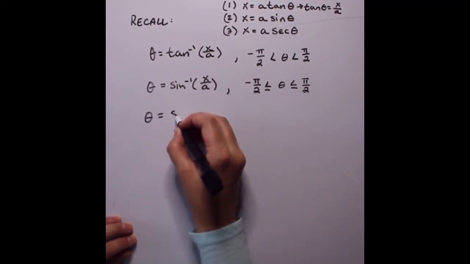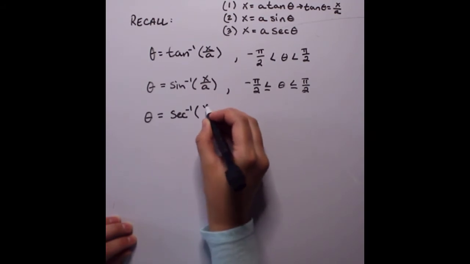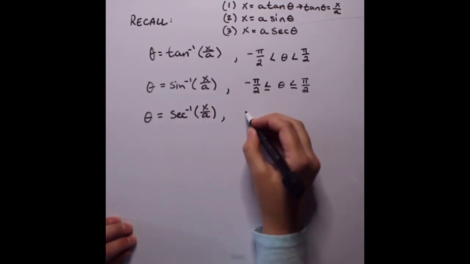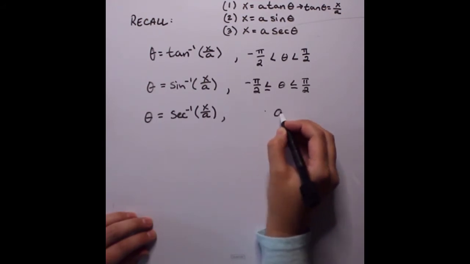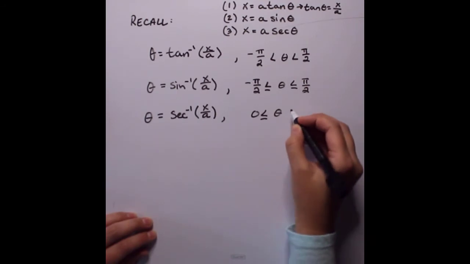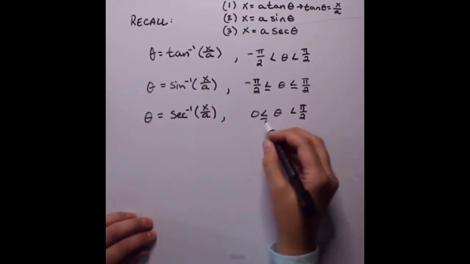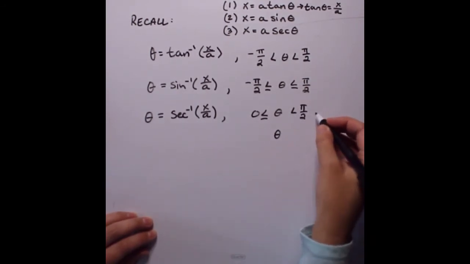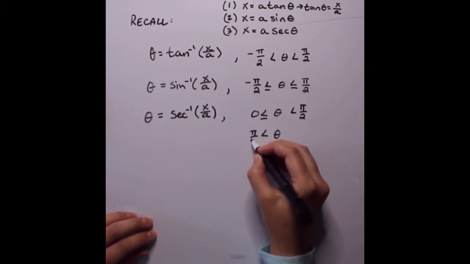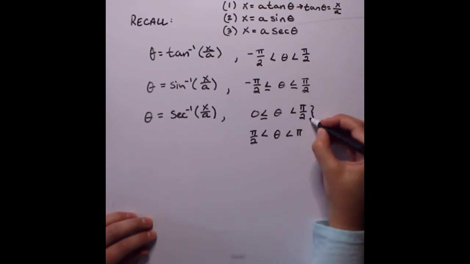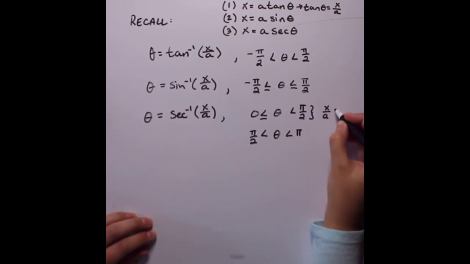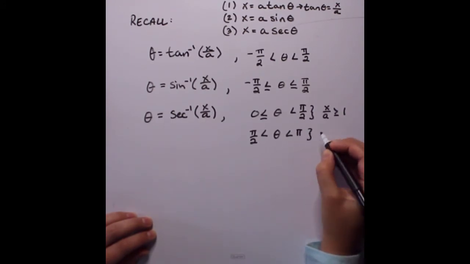Theta, last one, is secant inverse of x over a. This one's a little funny because we have to do a jump. So theta is between 0 and pi over 2, but then theta can also jump over pi over 2 and go until pi. This is true whenever x over a is greater than or equal to 1, and then theta would live in this region if x over a was ever less than or equal to negative 1.